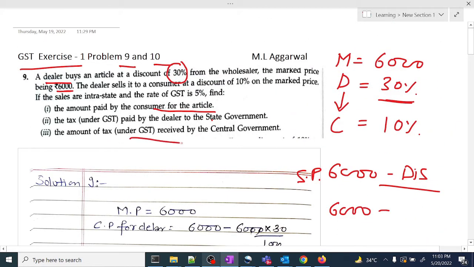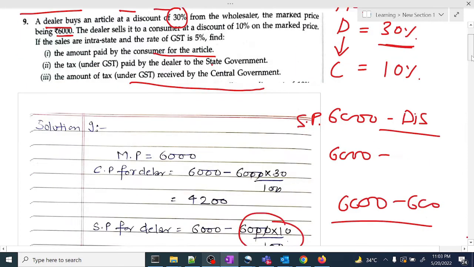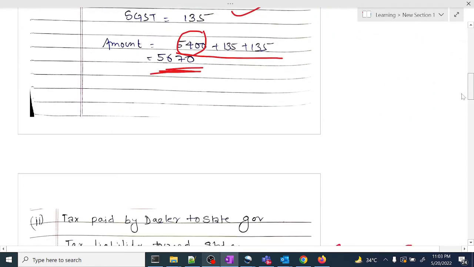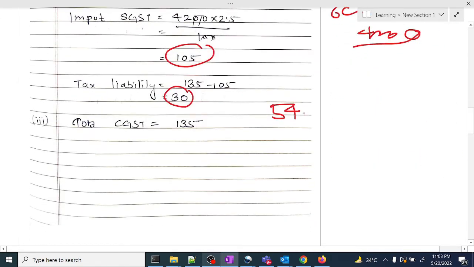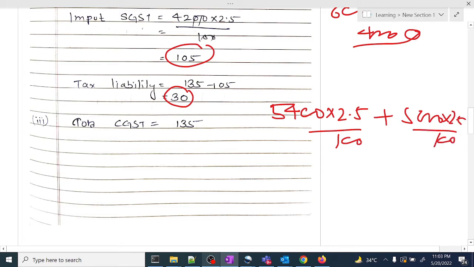The tax received by the central government, the whole tax, how much does the central government receive? It's very simple. The government receives the output tax, right? So if you see, the consumer bought it for 5,400, right? On this he paid SGST and he paid CGST. So CGST is how much? We already calculated it is 135. So 135 is the total amount which the central government received as tax.